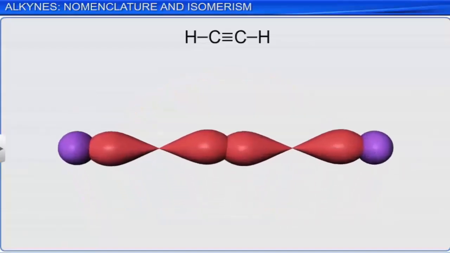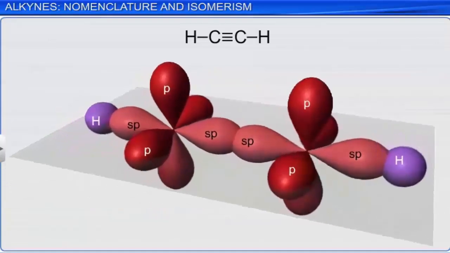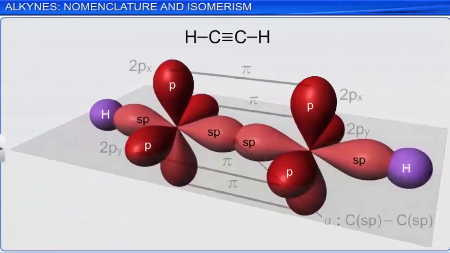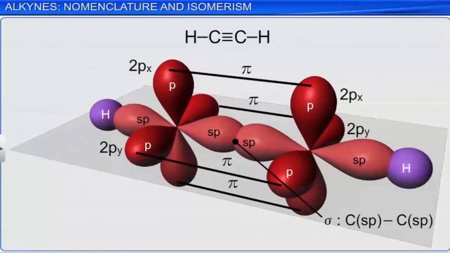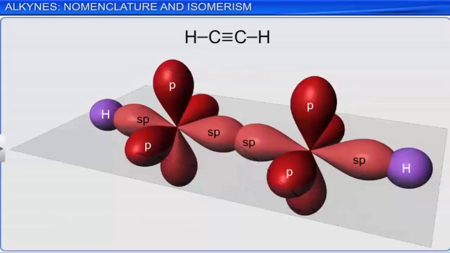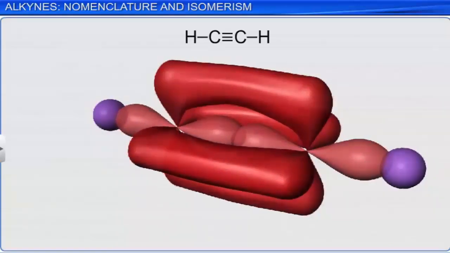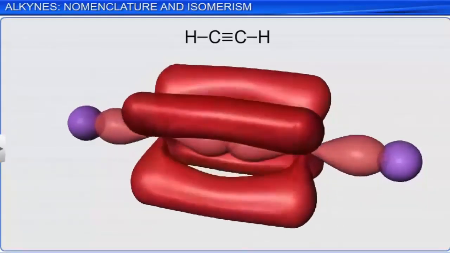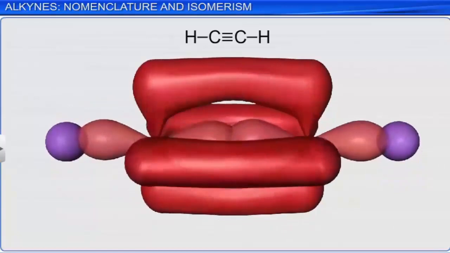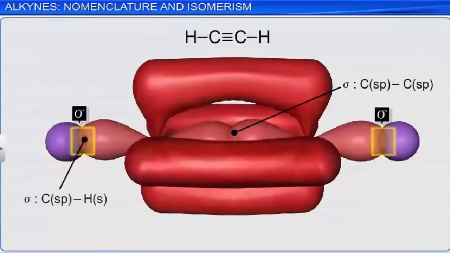The unhybridized p orbitals in each carbon atom lie perpendicular to each other as well as to the plane of the CC sigma bond. The two p orbitals undergo lateral or sideways overlapping, forming two pi bonds between the two carbon atoms. Hence, an ethine molecule consists of one carbon-carbon sigma bond, two carbon-hydrogen sigma bonds, and two carbon-carbon pi bonds.